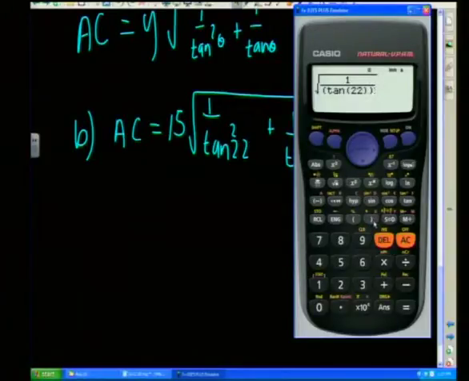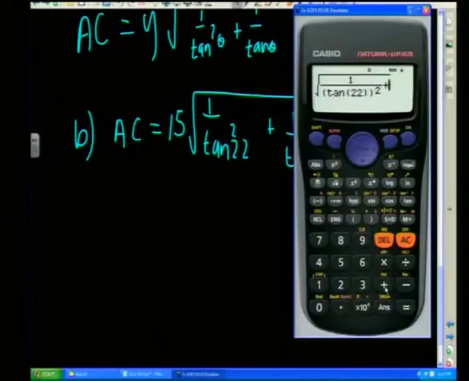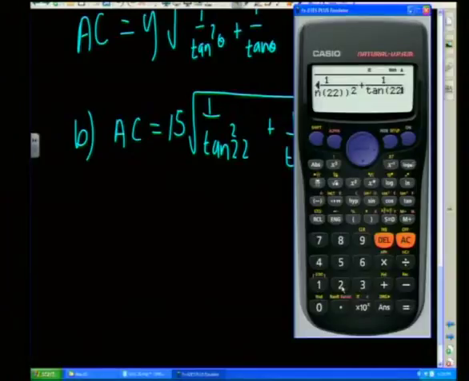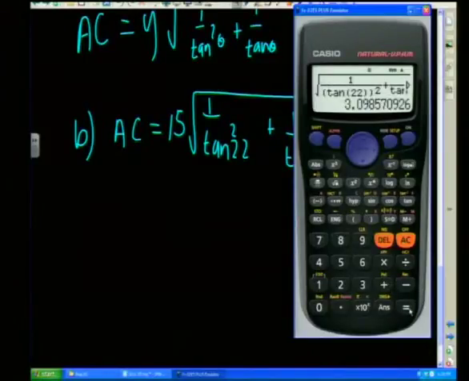And that entire thing in the denominator is squared. Then we say plus another fraction, 1 over tan 22, and then the final term there was a 1, so we say plus 1. Then we hit equals, and it gives us that answer, 3,09857 and all those other fancy decimals.